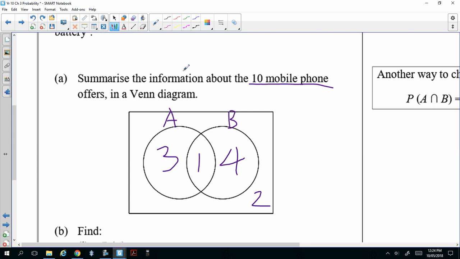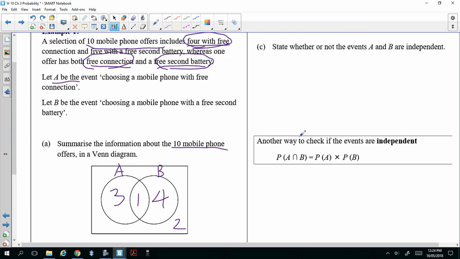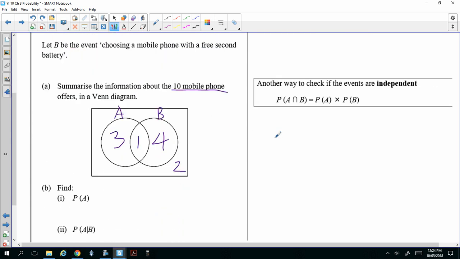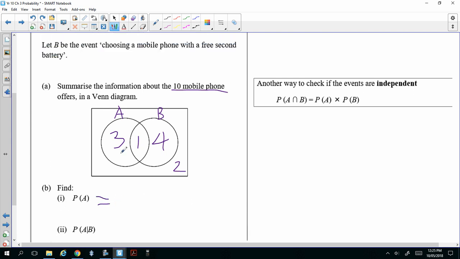All right, let's look at the first question. P(A), the probability of A happening. P(A) means 3 plus 1 over 10, which is 4 out of 10, or 2 out of 5.